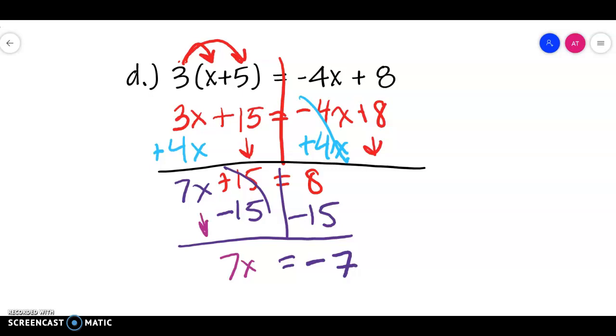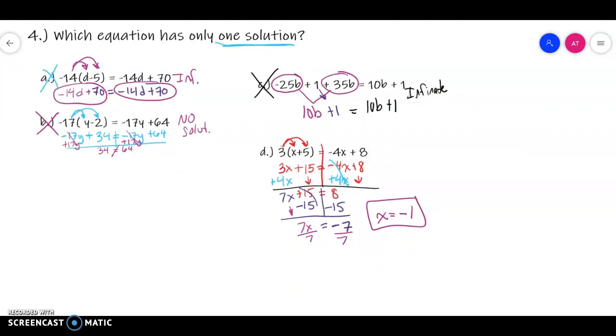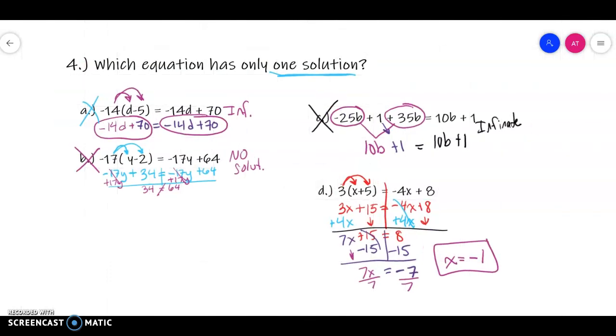In order to get x by itself, I would divide both sides by 7. 7 divided by 7 is 1, but a negative divided by a positive is a negative 1. So in this case, let's look back at our answer. Which equation only has one solution? D.